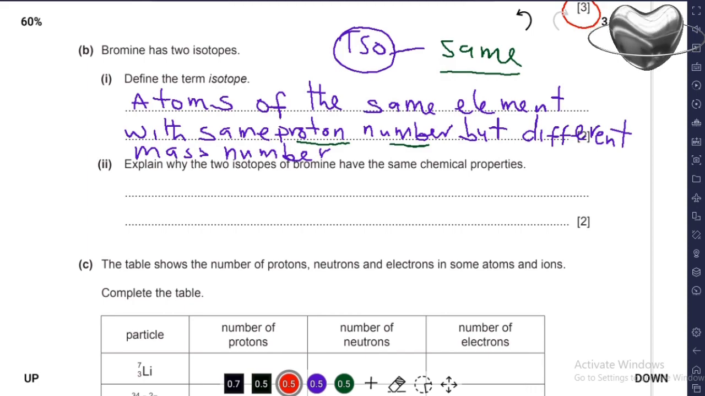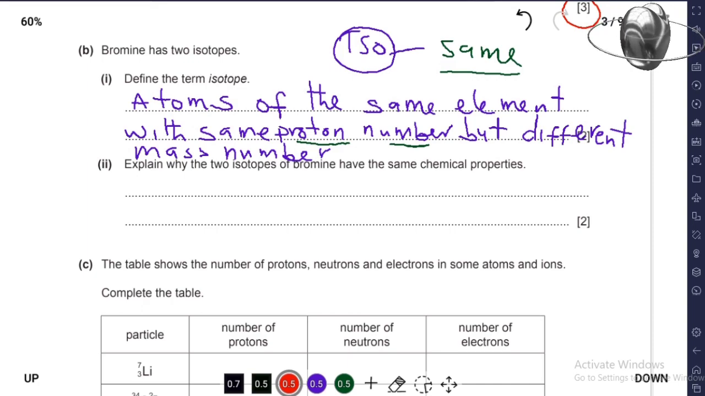Reason being that in the outermost shell of those particles, they will have the same number of electrons. If they are non-metals, they will react by gaining an equal number of electrons. If they are metals, they will react by losing an equal number of electrons. Therefore, they are going to have the same oxidation state. And that's the chemical property.